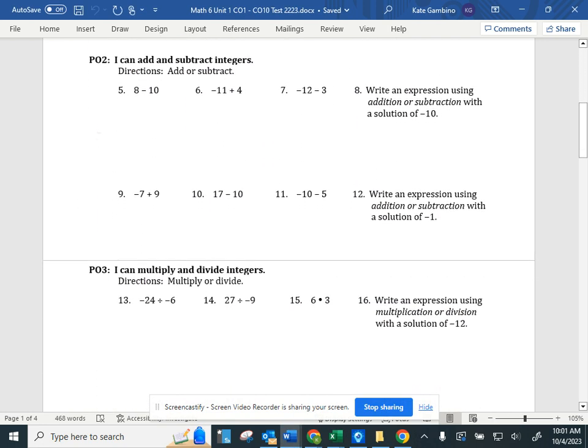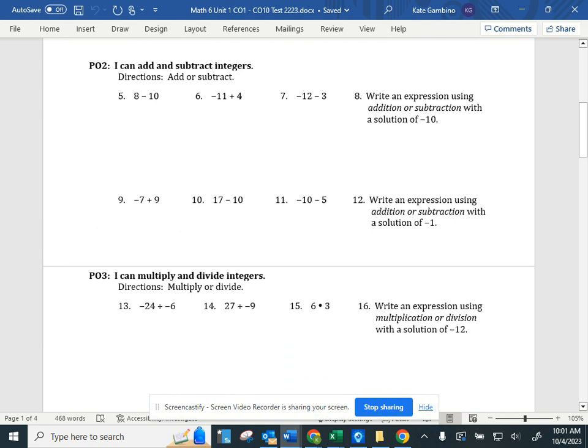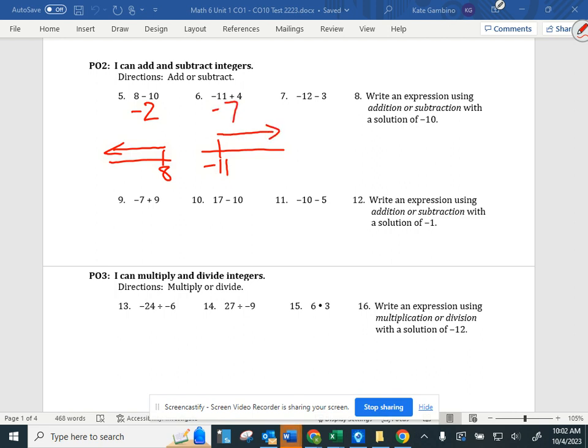For objective 2, if we look on that number line, if we are at 8 and we subtract, we're going to the left. So if we hop over 10 places, we end at negative 2. If we are at negative 11 and we add 4, we go to the right. So we end at negative 7. We're at negative 12 and we subtract, we go to the left. So we end at negative 15.